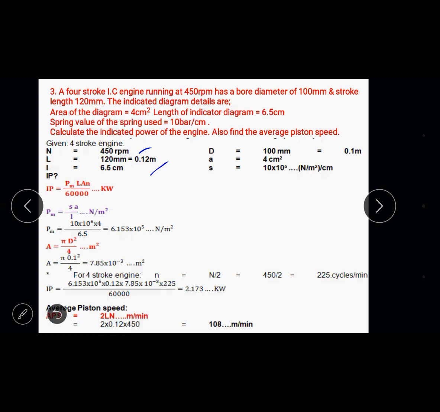We have to find out the IP of the engine, the indicated power, and then the average piston speed. So let us see the IP formula. It's the same formula.